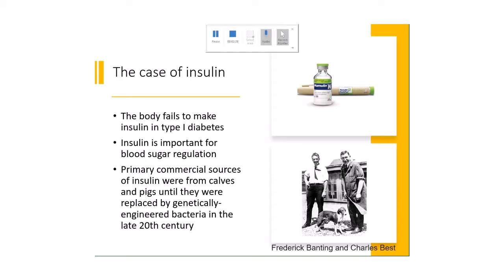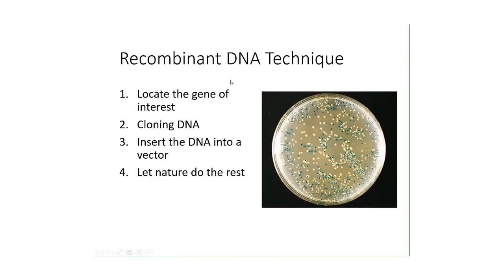So how exactly does that work? Well, we would have to insert the insulin gene, which is not part of the bacteria. So this would also be an example of creating recombinant DNA. Okay, so we actually have 4 steps to do that. Okay, we have to locate a gene of interest first.